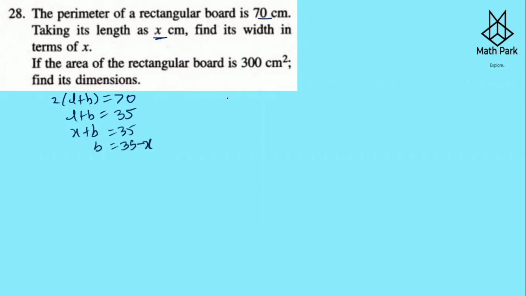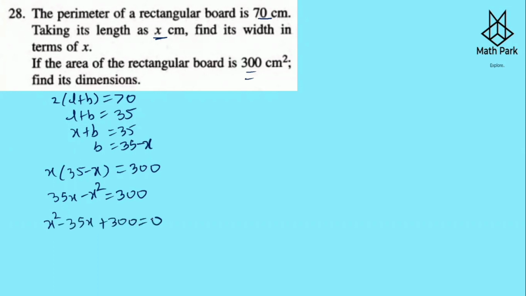And you are given the area is 300, that is x times 35 minus x. Length times breadth is 300. So 35x minus x square is equal to 300. Bring this x square this side, so x square becomes positive. Bring this 35 there, it becomes negative. Minus 35x plus 300 is equal to 0.